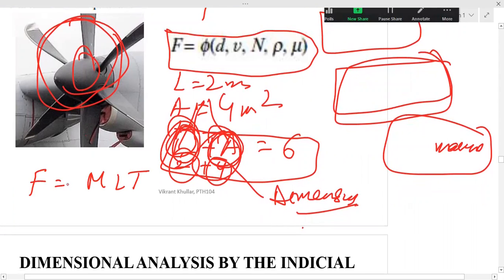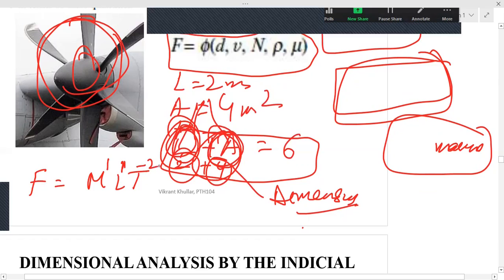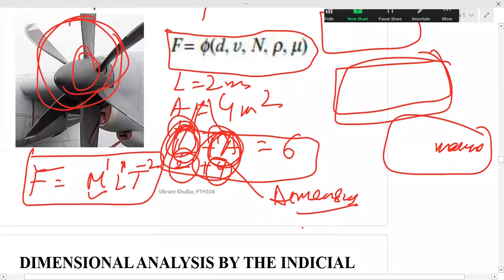What are the dimensions of force in terms of mass, length, time? M raised to power 1, L raised to power 1, T raised to power -2. So these are the dimensions of force in terms of mass, length and time.